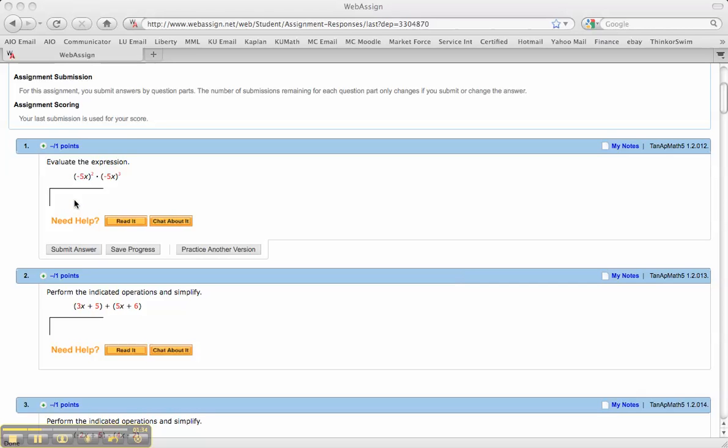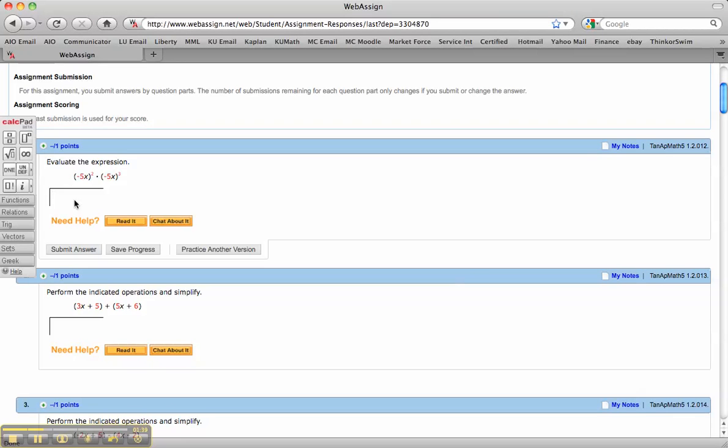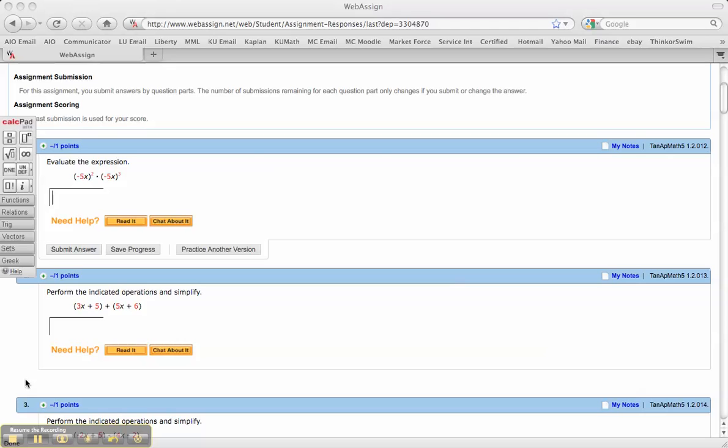You'll first click on the box that's underneath the question, and you'll see the keypad pop up. And this is where you will create fractions, exponents, square roots, infinity if that ever comes up, and so on. And we've got some other functions that we may not make use of that often. But to answer this question, you would square the negative 5x and cube the negative 5x and then multiply everything together.